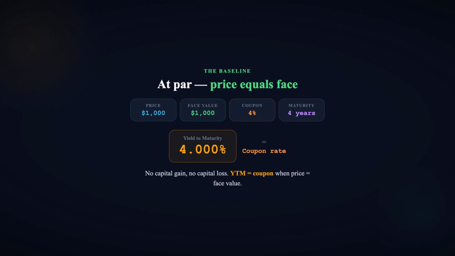For par, this is the at-par case. Whenever a bond trades at exactly its face value, the yield equals the coupon. It is the baseline, the reference point. Every other scenario is a deviation from this one.